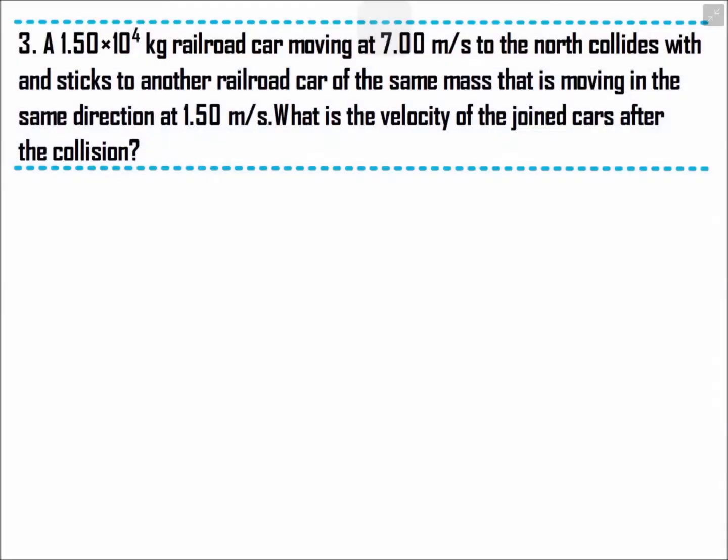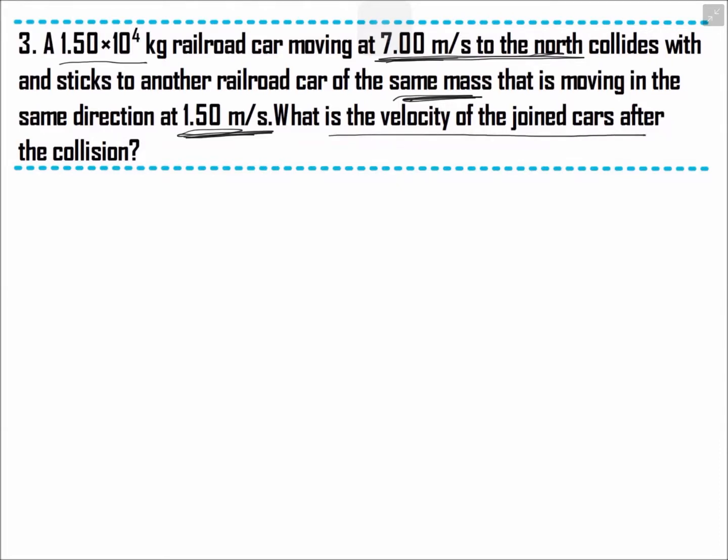Hello, welcome everyone. In this question it says a 1.5 times 10 to 4 kilogram railroad car moving at 7 meters per second to the north, so it is positive, collides with and sticks to another railroad car of the same mass, so the mass will be the same, that's moving in the same direction at 1.5 meters per second, so it's also positive. What's the velocity of the joined cars after the collision?